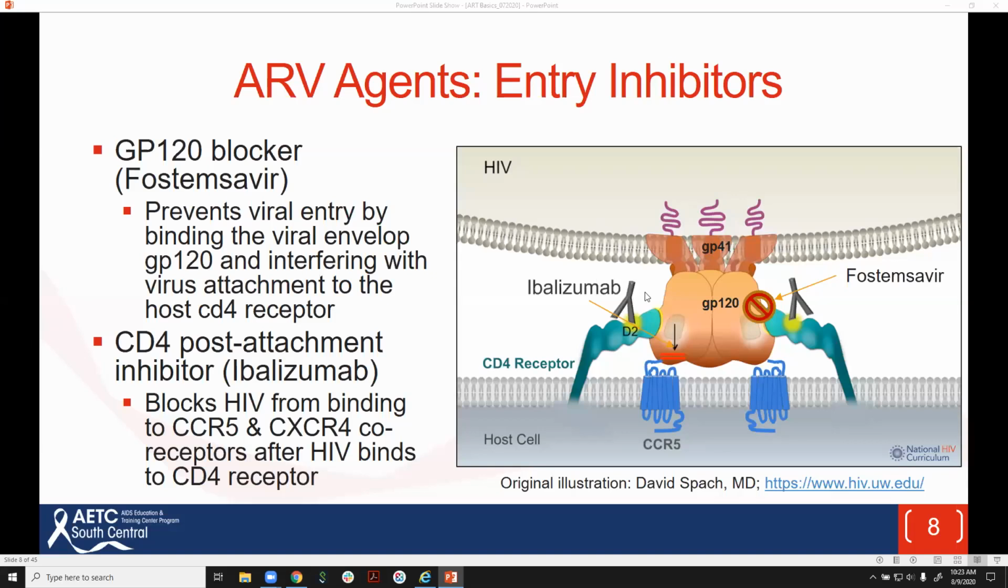Ibalizumab, I'm so sorry, I have such trouble with that name. What that does is block, once the CD4 receptor and the GP120 bind together, the next step is for the HIV to bind to a co-receptor. And what this post-attachment inhibitor does is block this HIV from attaching to CCR5 and CXCR4 after the CD4 receptor and the HIV come together. Both of these agents are not approved for treatment-naive patients. They're both in our toolbox for patients with multi-drug resistant HIV at this time.